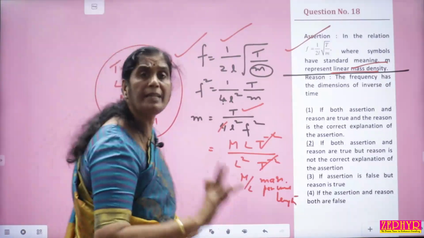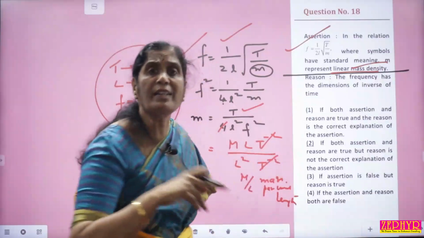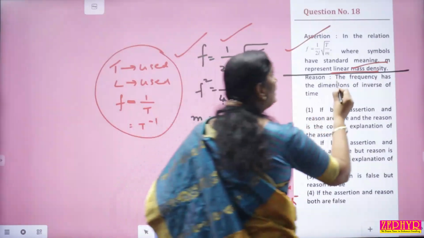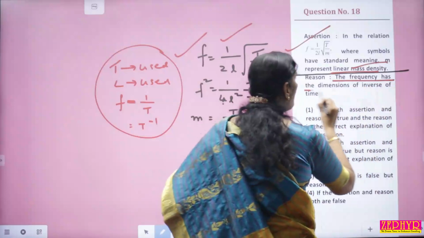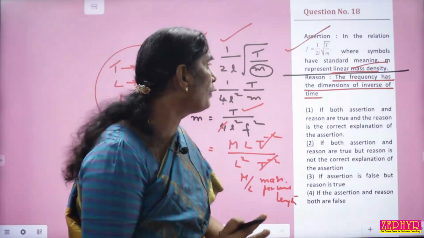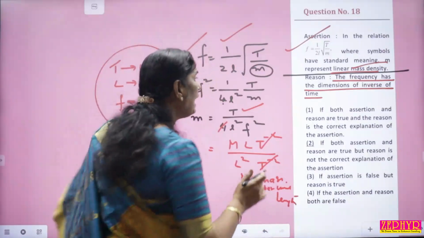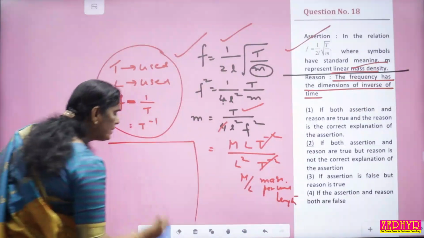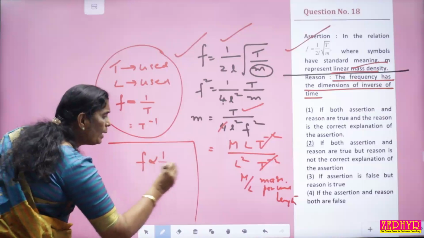Okay. Now, read the second statement. Let us see what that fellow is telling. The frequency has the dimensions of inverse of time. So, he is telling only one statement. He is telling that F is proportional to 1 by T.